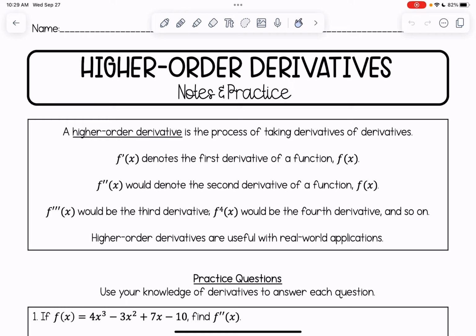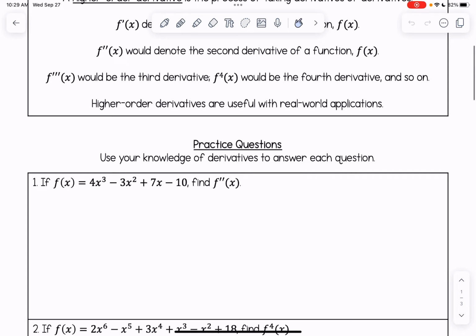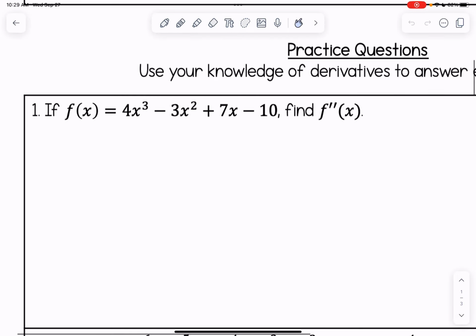derivative, and so on. Higher order derivatives are basically very useful when looking at real-world applications, such as looking at position, velocity, and acceleration. So for each of these questions, we're going to be finding a higher order derivative.